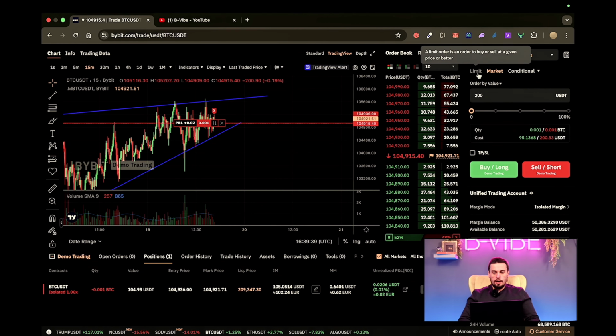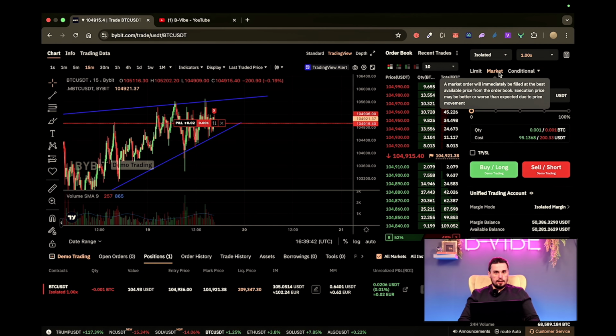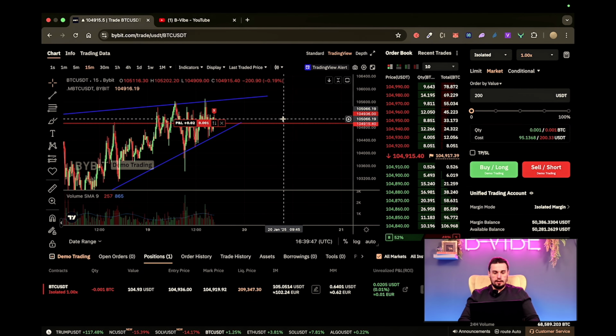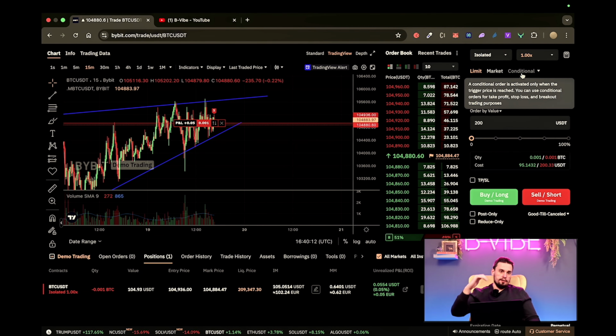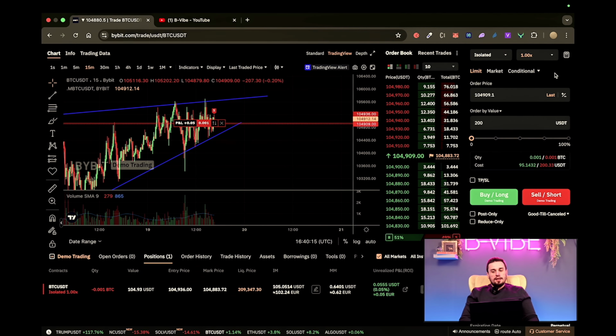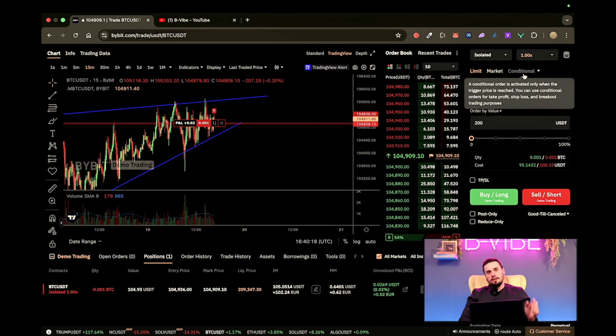As I said before, market orders are for market takers: you're entering the trade immediately at the current price. If you're using a limit order, then you are waiting for the price to reach a certain level to enter the trade. And conditional is, let's say, a mix between limit and market, when you are actually activating the order once it reaches a specific price, then you start a limit order to enter the trade on a certain level.